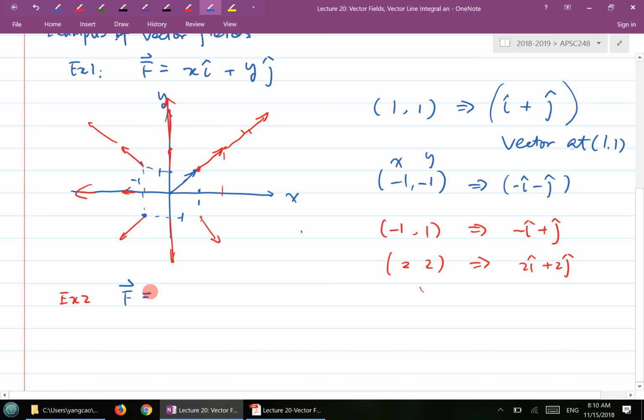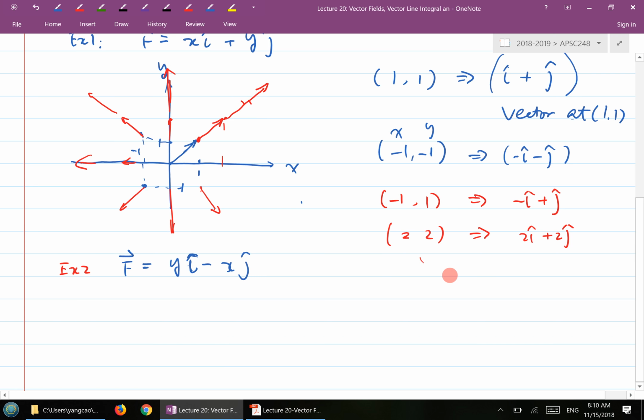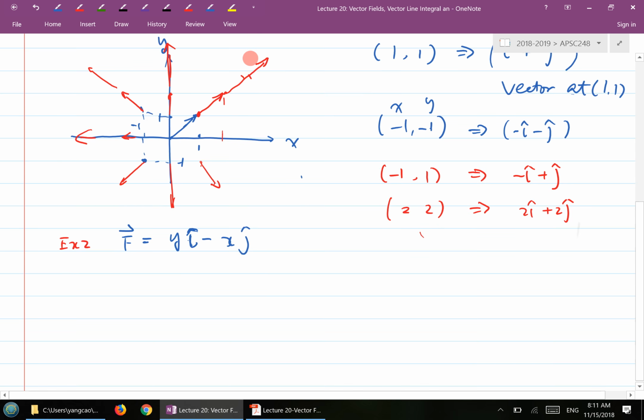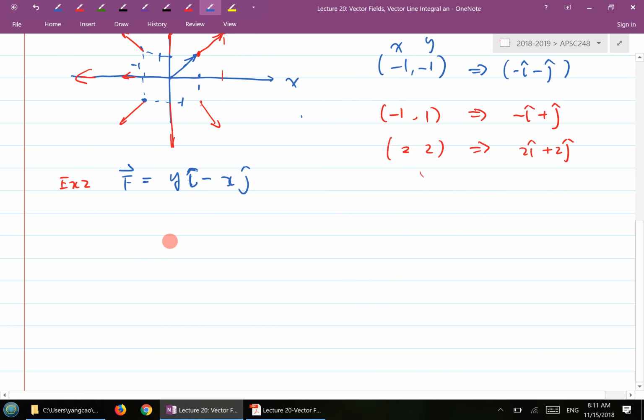Let's take a look at another example. If we have another vector field, but this time, let's slightly change this vector function. It becomes y i hat plus x j hat. Okay, so this is different from the previous vector function now. As a matter of fact, this one seems like there's a little bit of rotation in it. So this time, what does this vector field look like, right, with this change of the vector function? Okay.